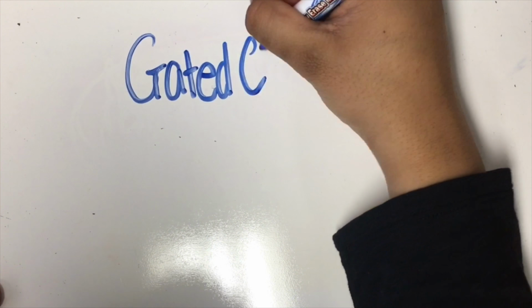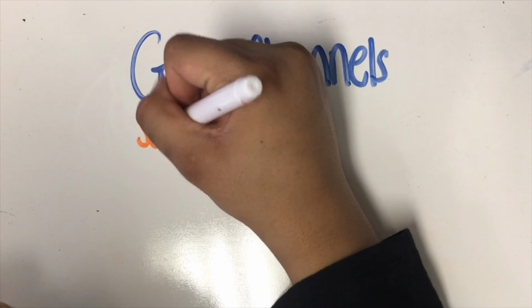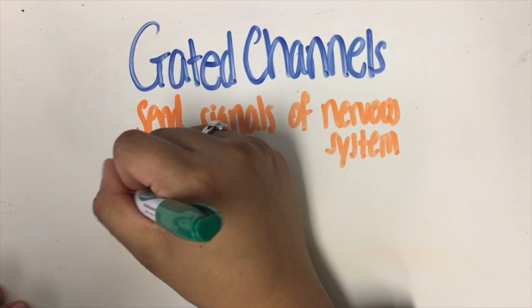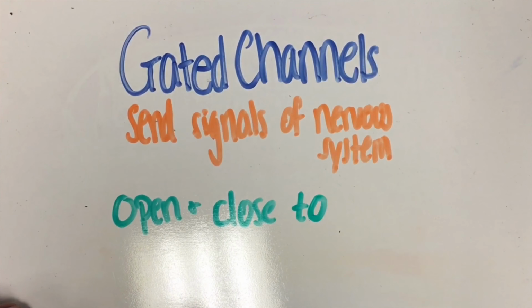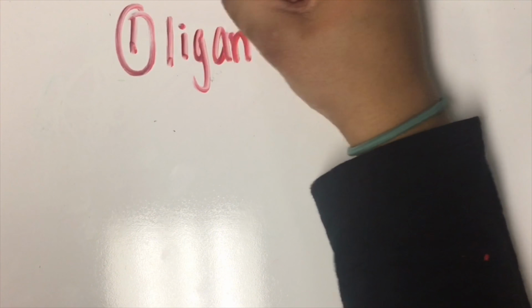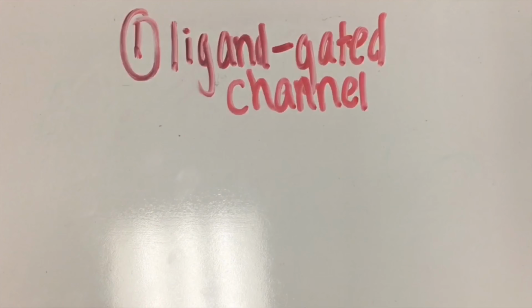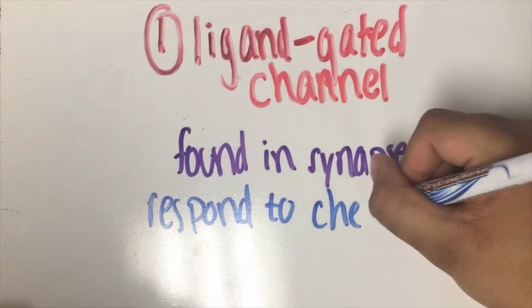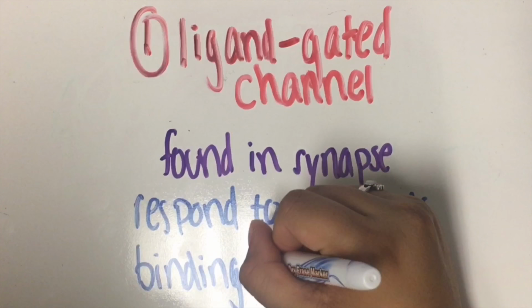Just like ungated channels, our bodies also have gated channels. These channels send the signals of the nervous system. The gated channels open or close in response to 3 stimuli. The first type is the ligand-gated channel. These are found in synapses and respond to specific chemicals, such as neurotransmitters, binding to the channel.